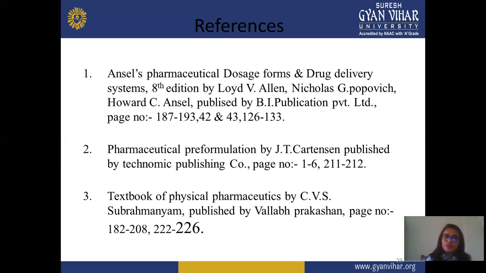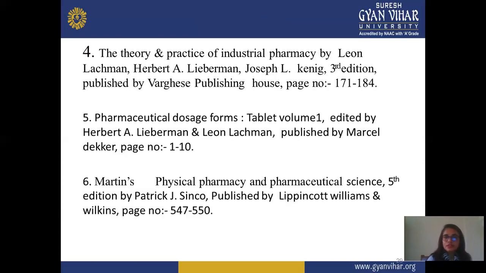Third one is Textbook of Physical Pharmaceutics by C.V.S. Subrahmanyam, published by Vallabh Prakashan. Page numbers are 182 to 202 and 22 to 26. And next is Theory and Practice of Industrial Pharmacy by Leon Lachman, Herbert Lieberman, and Joseph Kanig, published by Varghese Publishing House. Page numbers are 171 to 184. And Pharmaceutical Dosage Forms: Tablets, volume 1, edited by Herbert Lieberman and Leon Lachman, published by Marcel Dekker. Page numbers 1 to 10.